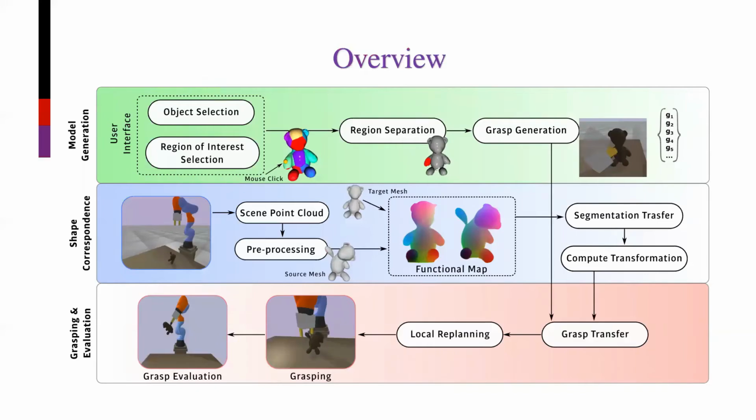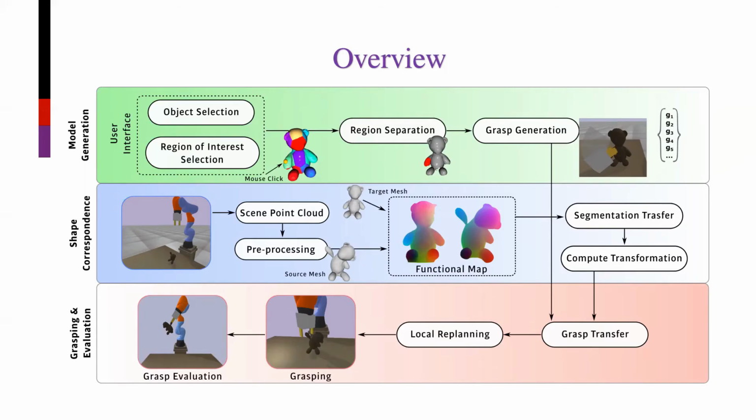We start here by selecting an object and segmenting that object in different parts. A user then chooses one of the parts of the object, and we plan a number of grasps with the LoCoMo grasp planner in that particular object part. Then a robot observes a deformed version of that object and gets a point cloud of the scene.